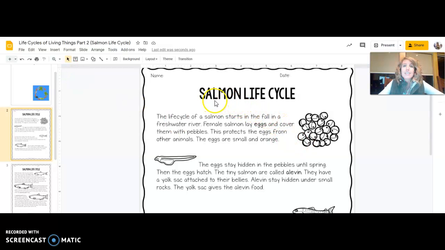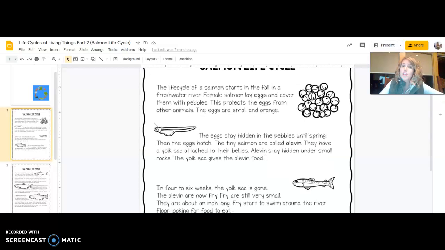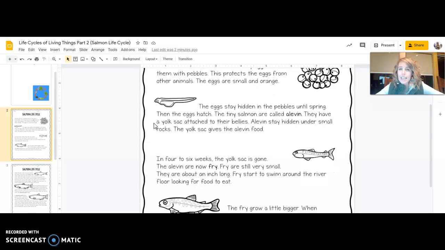All right, salmon life cycle. The life cycle of a salmon starts in the fall in a freshwater river. Female salmon lay eggs and cover them with pebbles. This protects the egg from other animals. The eggs are small and orange. The eggs stay hidden in the pebbles until spring. Then the eggs hatch. The tiny salmon are called alevin. They have a yolk sac attached to their bellies.